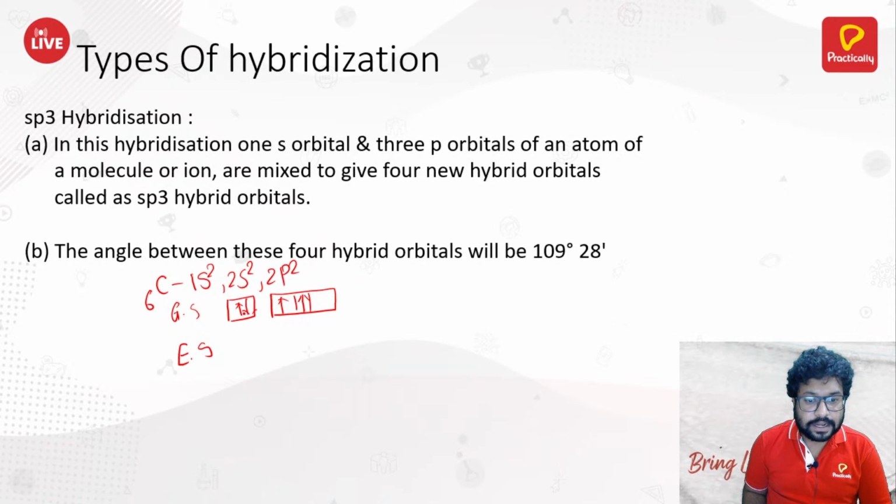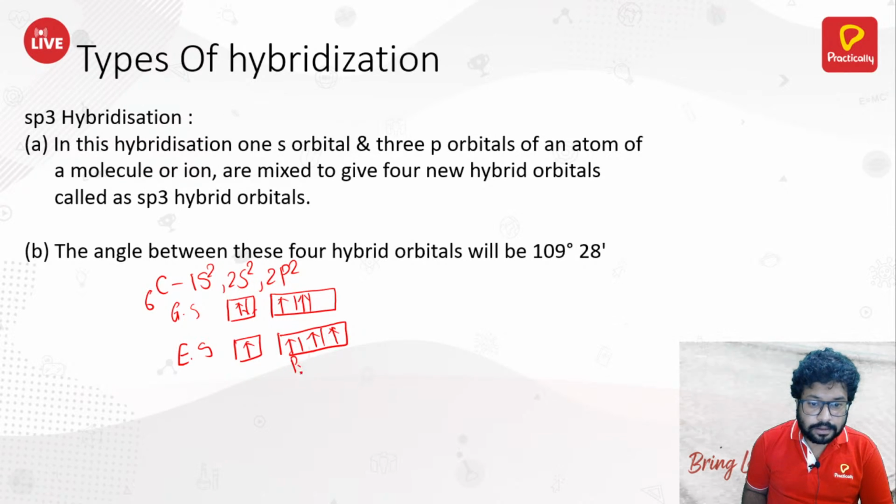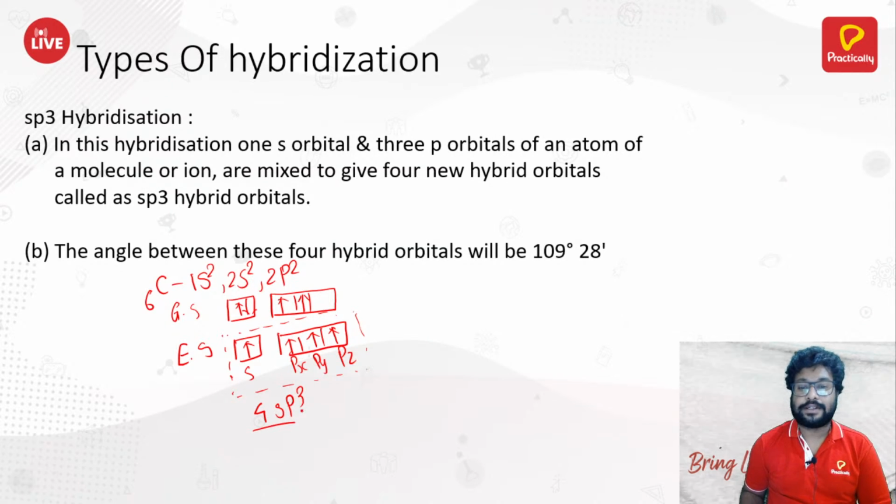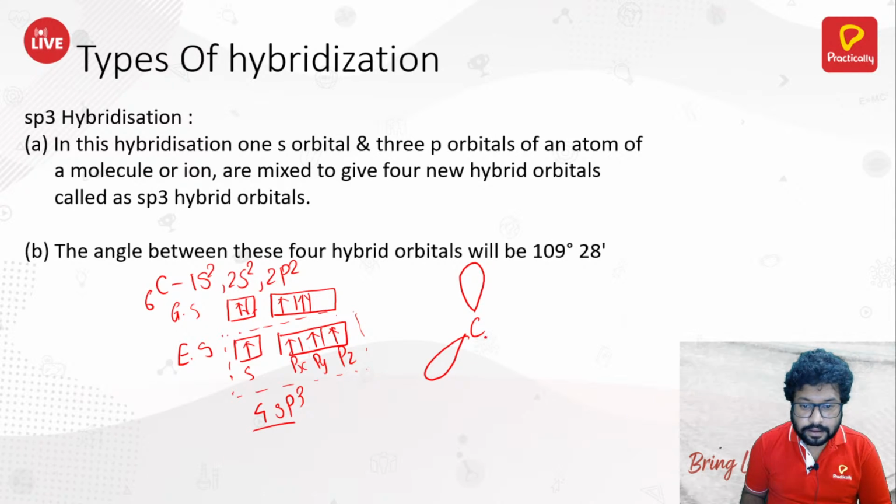Again, in the excited state, what happened? This electron gets promoted here, so you get 1 electron here and 3 electrons in the p orbitals: px, py, pz, and s. Now they will mix to give you 4 sp3 hybrid orbitals. And how would it look like? Here, here, here, here. Okay, you have one electron in each.